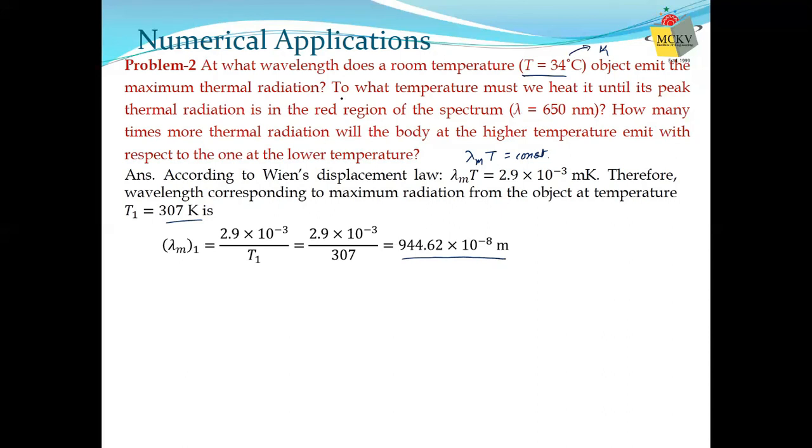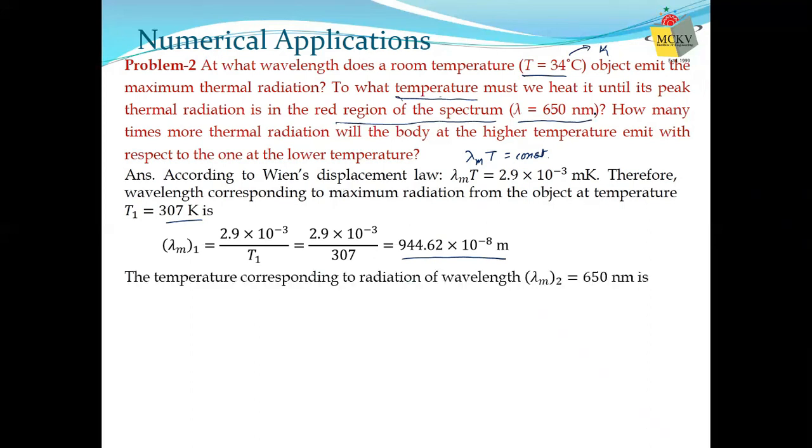Now in the second question it says, to what temperature must we heat it until its peak radiation is in the red region of the spectrum? So now we need to increase the temperature so that the wavelength is shifted into the red spectrum. That means the wavelength corresponding to the maximum intensity will be 650 nanometer. So again, we can use Wien's displacement law. Only in this case, the wavelength corresponding to the maximum intensity is given, and we have to estimate the temperature. Same process, and the temperature comes out to be 4461.5 Kelvin.